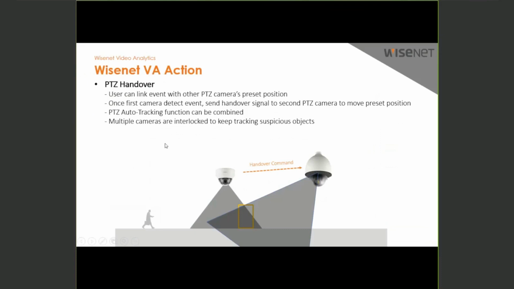PTZ handover. Actually, the user can link an event with the PTZ camera's preset position. Once the first camera, normally a fixed camera, detects the event, it sends a handover signal to the PTZ camera, and then the PTZ camera will move to the pre-configured preset. And you can also set auto tracking as an after action. Once the PTZ camera detects the object, it will follow the object.